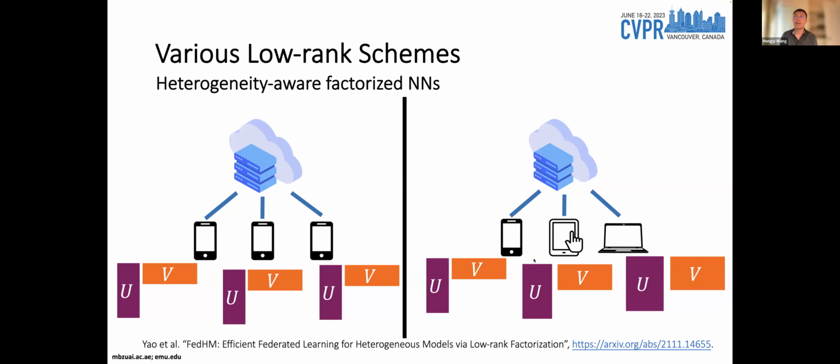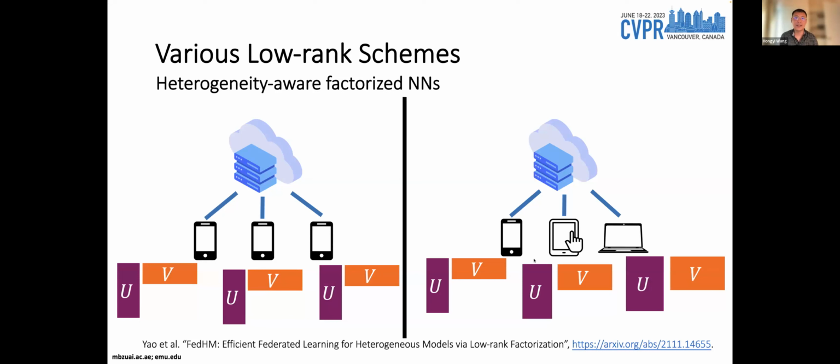So factorization turns out to be a natural way to make the federated learning algorithm resource heterogeneity aware, such that a device with larger capacity and computing resources can use a higher rank, but a smaller device can use a lower rank. The beautiful part here is that on the global server, it can always transform back into the full rank, and then do the weight averaging.